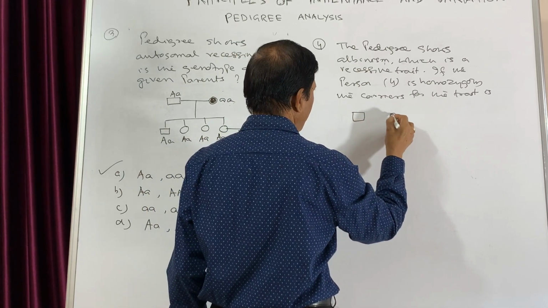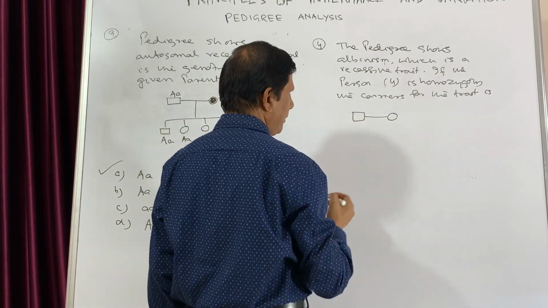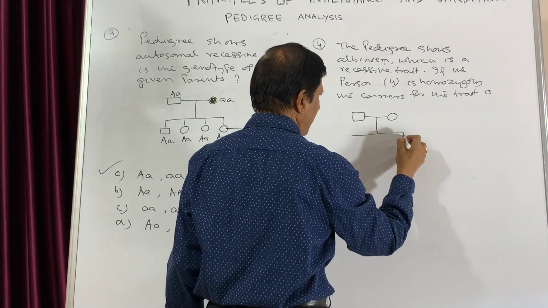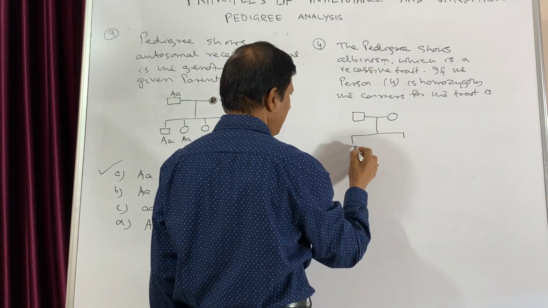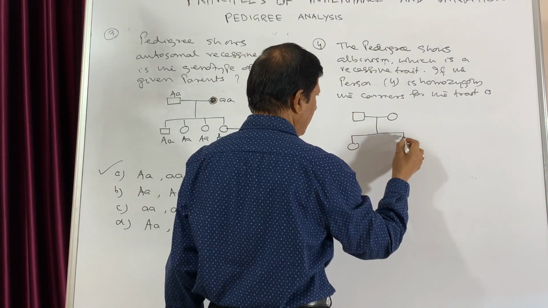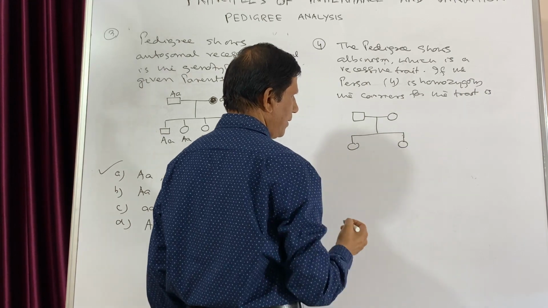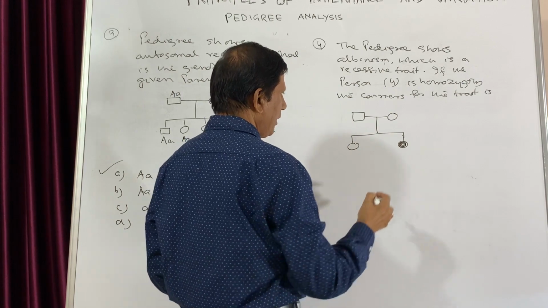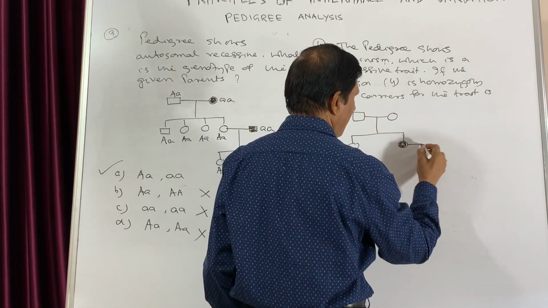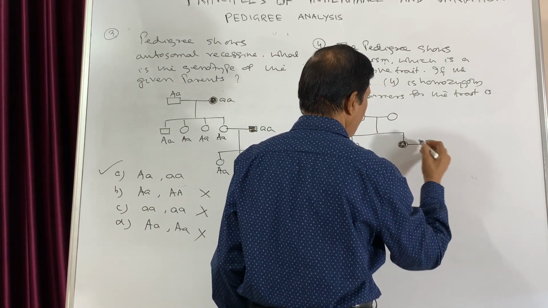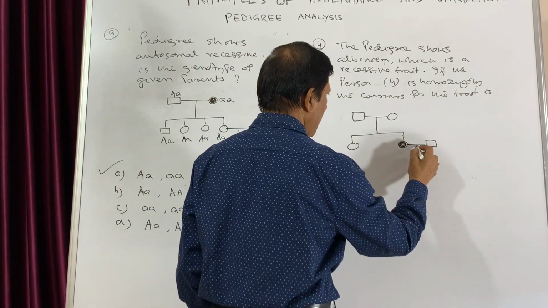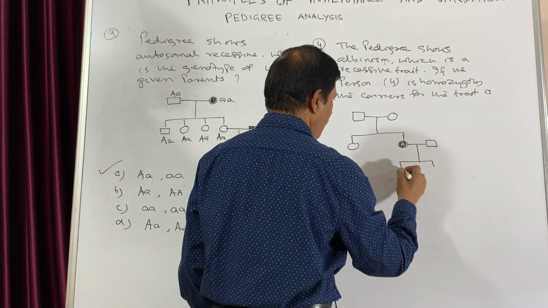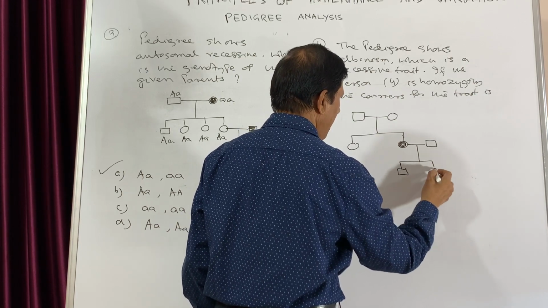Male, female, mating, then the first is a daughter, the second is also a daughter. But this daughter is affected. Now the affected daughter will marry one unaffected male. And now in the third generation, they will have one son and one daughter.